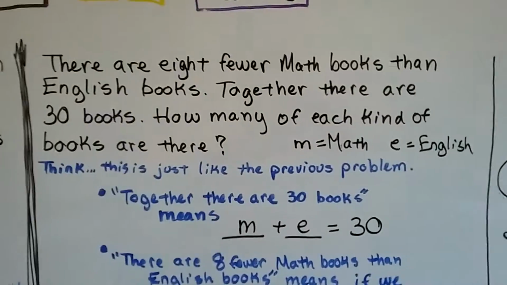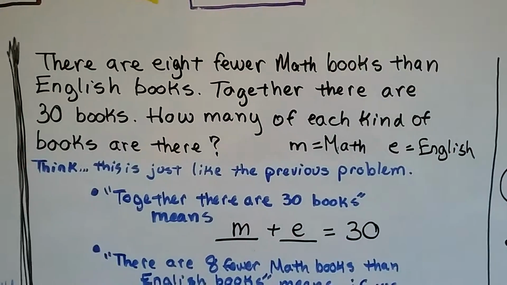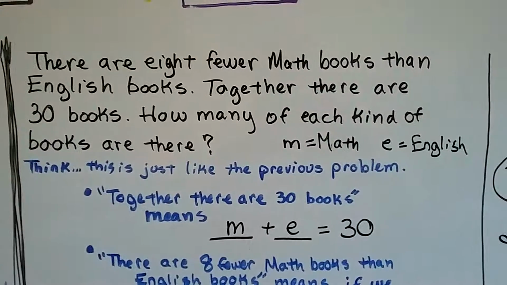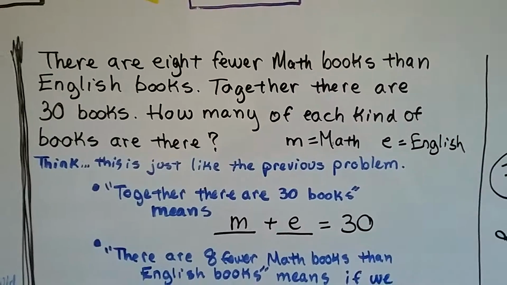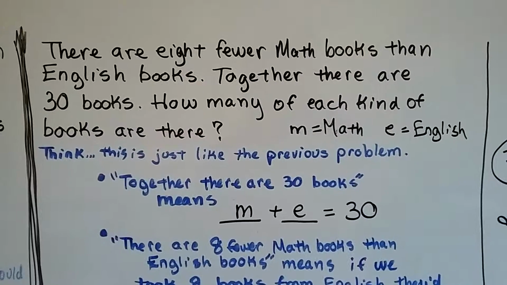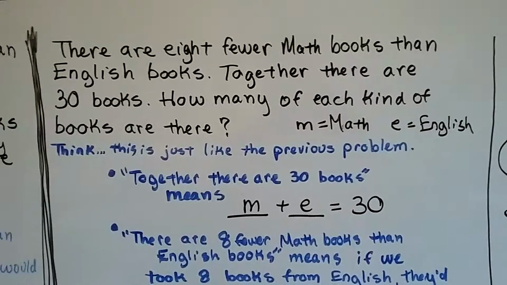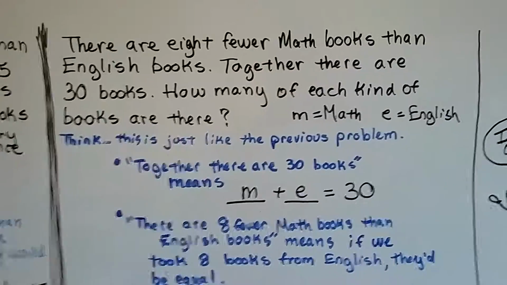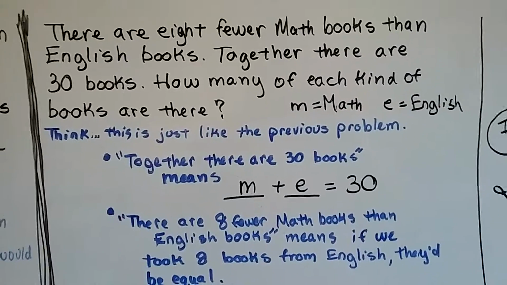see? All right, so now let's do it with math and English books. There's 8 fewer math books than English books, and together they are 30 books. How many of each kind of books are there? So M is going to be math and E is going to be English, so we don't confuse them. All right, we're going to think, this is just like the other problem, isn't it? With the history books and the science books, we just did this, except the numbers are different. So we already know what we can do.